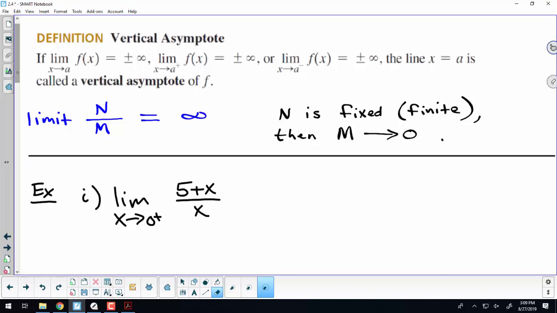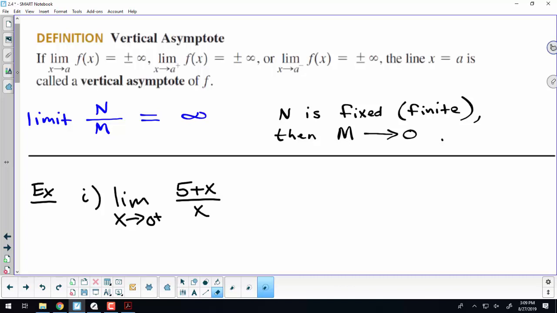So we really have two options. That limit is either going to be positive infinity or negative infinity, right? We know that just from a pre-calc lens. 5 plus x over x has a vertical asymptote at x equal to 0. That's the limit they've asked me to compute.